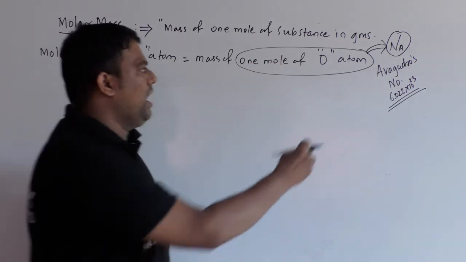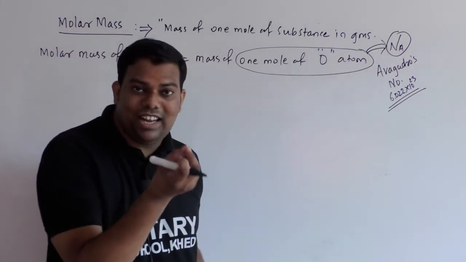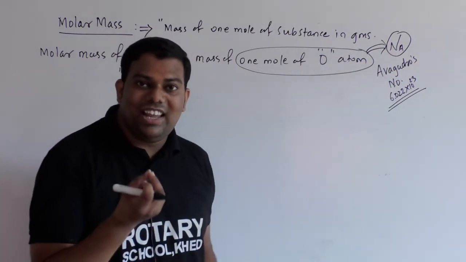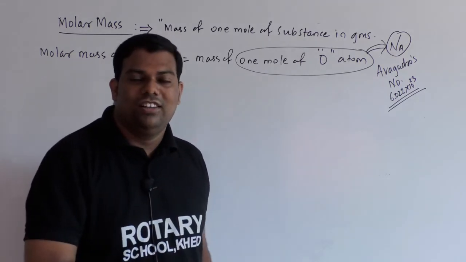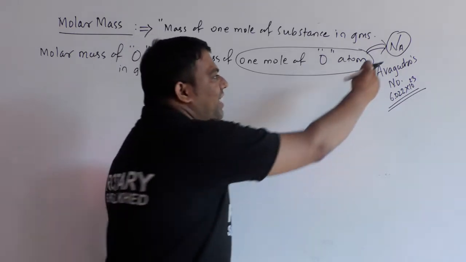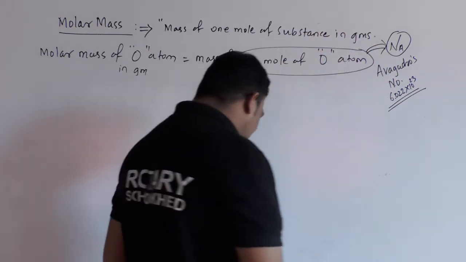Avogadro number Na. A आणि त्याचे कॅपिटल एन आणि त्याच्या बेसला काय कॅपिटल ए. जर का स्मॉल ए लिहिलं तर काय होईल? तो सोडियम होईल. कॅपिटल एच लिहायचं आहे. ठीक आहे? लाईक दिस. I hope you understood this thing clearly.